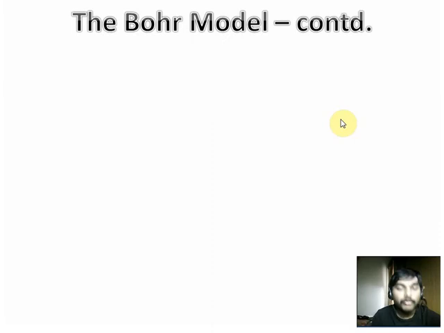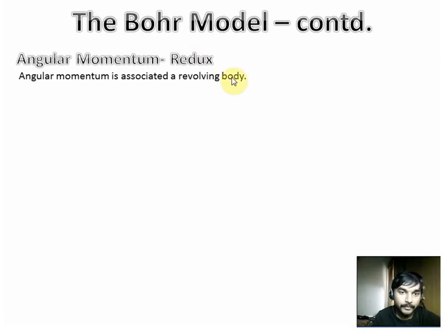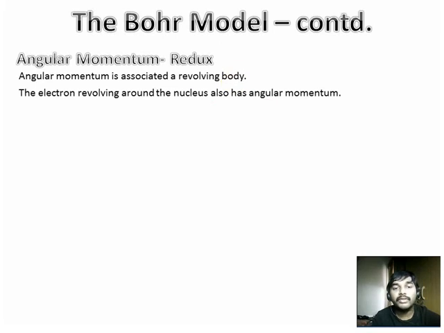And so the Bohr model continues. We're going to talk about angular momentum now. Let me just tell you what angular momentum is. It's associated with the revolving body. I've already told you that. It's the momentum associated with the revolving body, and if the electrons are revolving around the nucleus, it also has angular momentum, quite obviously, because it's a revolving body.